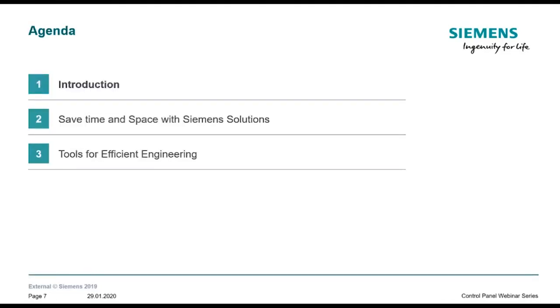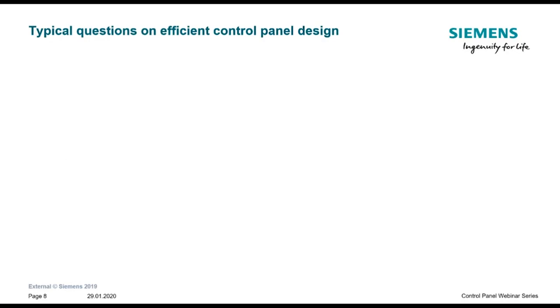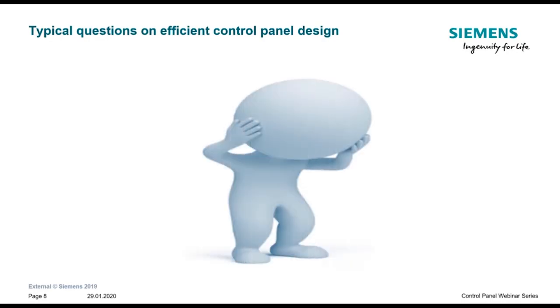The agenda for today: we will have a small introduction to get the basis of our knowledge aligned, and of course, some of the reasons why we're doing this webinar today. And then we will look at some solutions that Siemens has for saving both time and space, and as you will see, also cost-saving solutions for our control panel constructions. Then we will also see an overview of the tools that Siemens has developed for a better and faster way to do electrical engineering of a control panel. Okay, then let's get started.